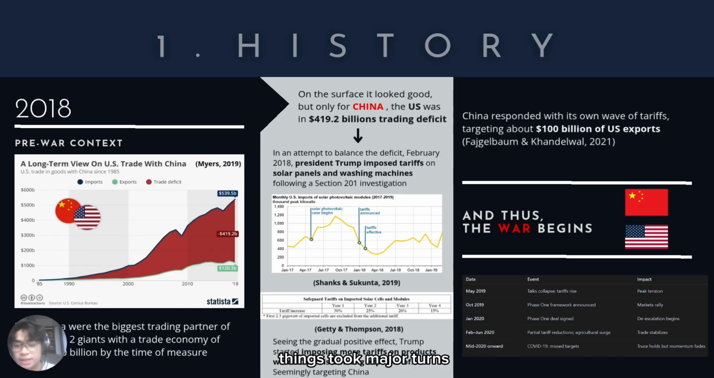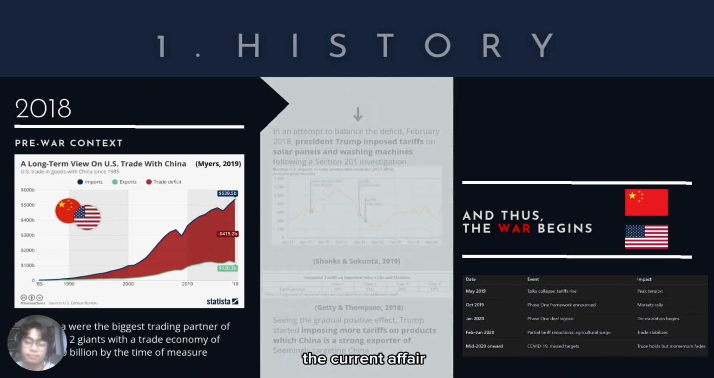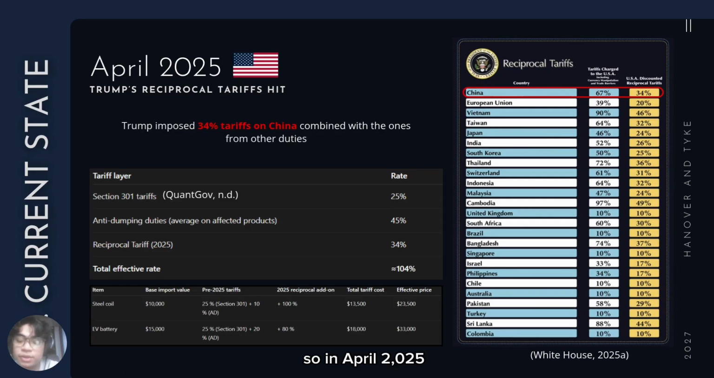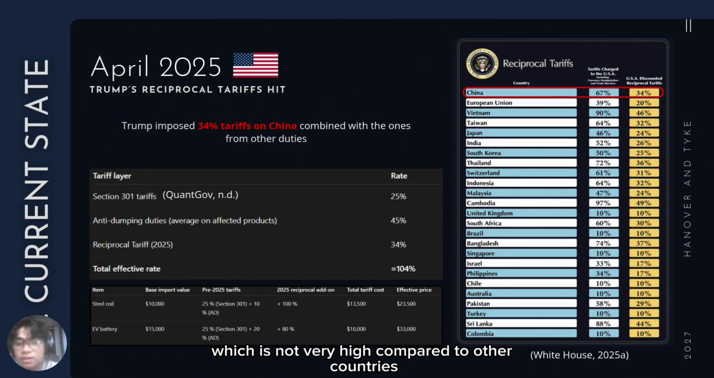However, things took major turns when Trump took his second presidency in 2025, and that leads us to the second part, the current affair. So in April 2025, Trump released a list of reciprocal tariffs to every trading partner. I will not go deep into this issue because it belongs to another topic. However, China got hit with 34% of tariffs, which is not very high compared to other countries like Cambodia, who got hit with 49% of tariffs.